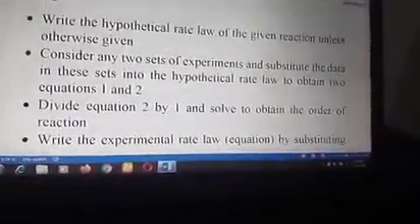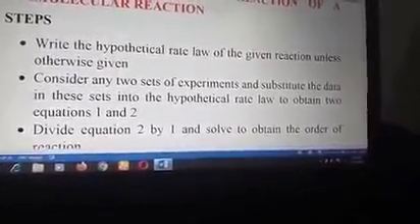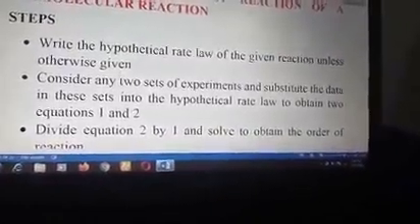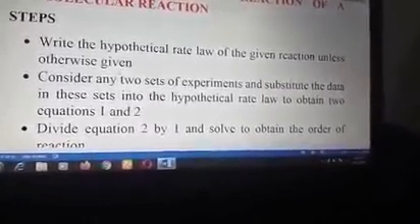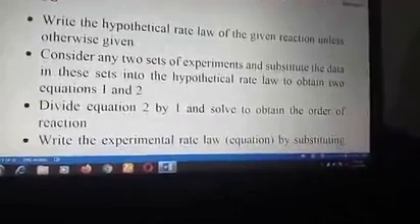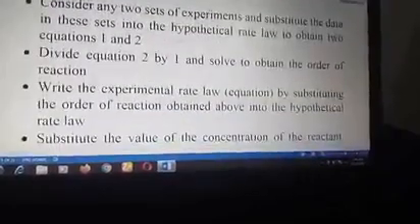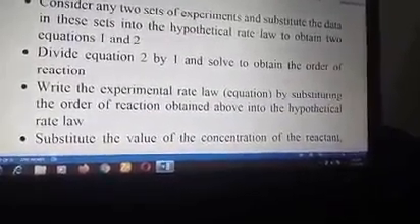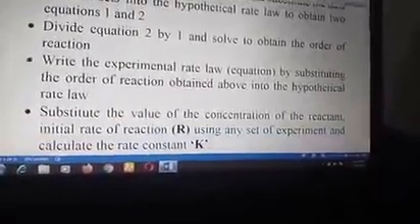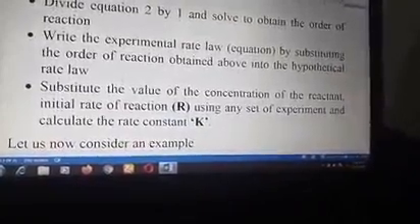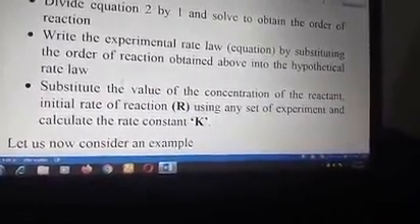So let's look at the steps once more. The first step says write the hypothetical rate law of the given reaction unless it's given to you. Second step, consider any two sets of experiment and substitute the data in these sets into the hypothetical rate law to obtain equation 1 and 2. Divide equation 2 by 1 and solve to obtain the order of reaction. Write the experimental rate law or equation by substituting the order of reaction obtained above into the hypothetical rate law. Substitute the value of the concentration of the reactant and initial rate of reaction using any set of experiment and calculate the value of K.